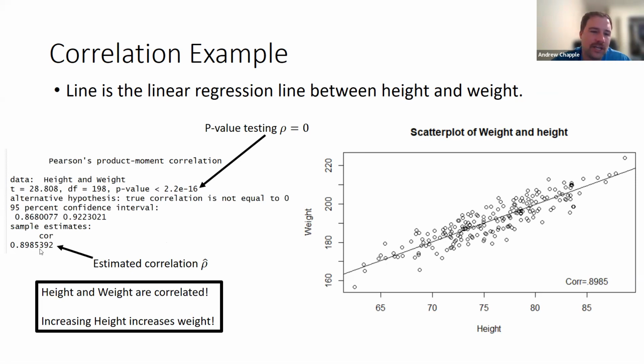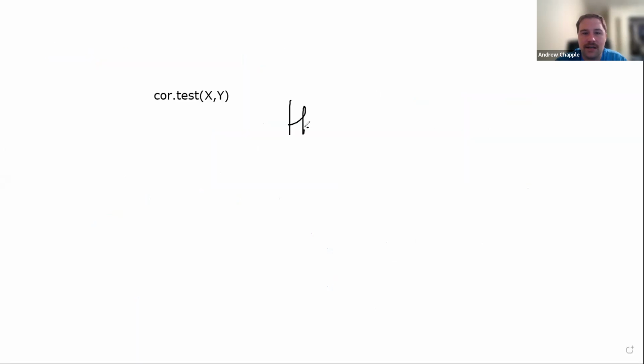This is my estimated correlation down at the bottom, 0.89. And I also get a confidence interval for this correlation. Again, if this confidence interval overlapped with 0, that would mean I would not reject this null. And just like I've done before, I can test, if I want to, H naught, rho greater than or equal to 0. I can test rho is equal to different values. I can do all those sorts of things.